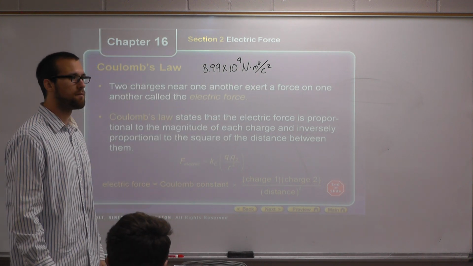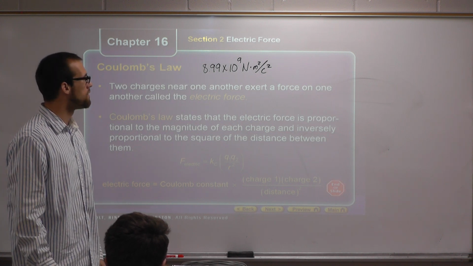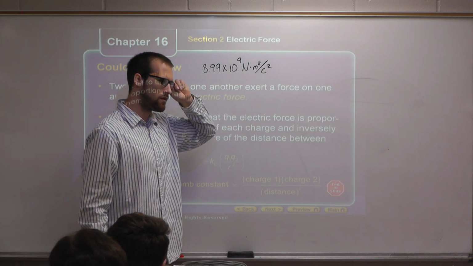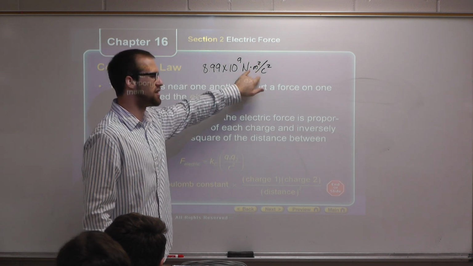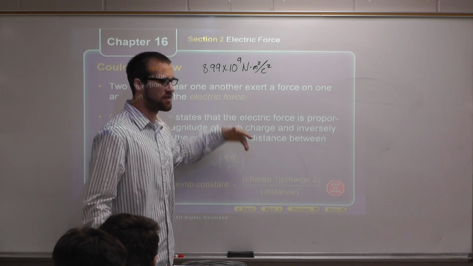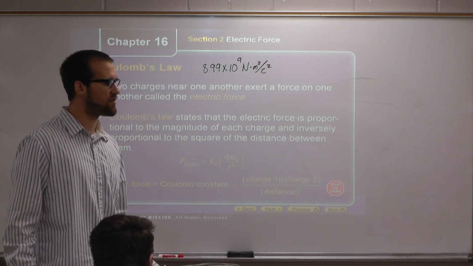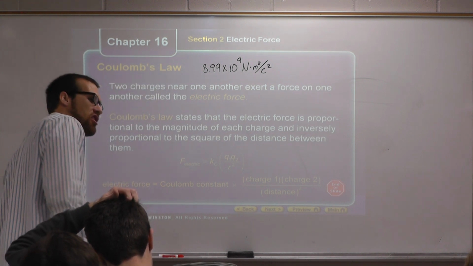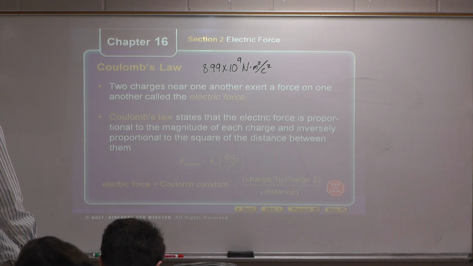Is it just meter squared, or the whole thing divided by C squared? Well, it's easier just to use meter squared instead of the whole thing. But if you want to put slash and then C squared, that'd be the same thing. Yeah, that's fine. That's the constant, right? Yes, that is a constant for all electric charges. You're going to use that when you're trying to find the electric force.